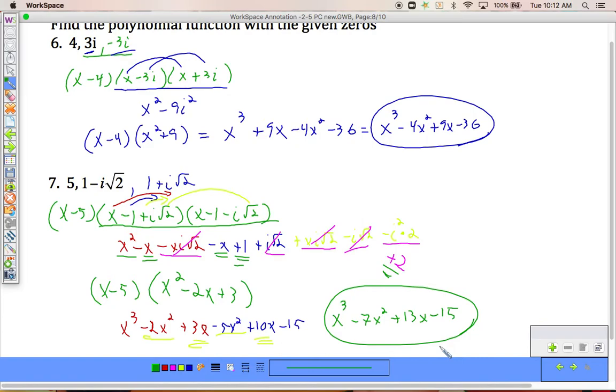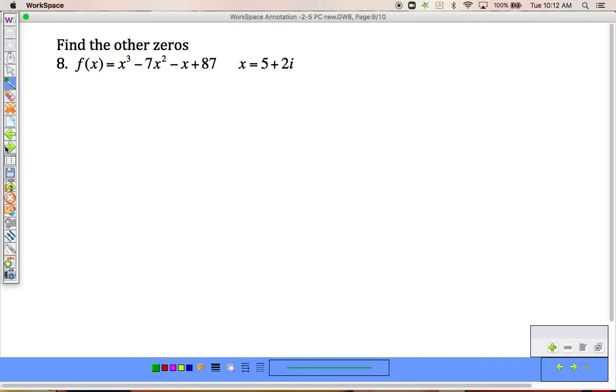As we go through, if you need to, pause it if I go too fast. All right, I'm asking you to find the other zeros. f of x equals x to the third minus 7x squared minus x plus 87. One of the zeros I'm giving you is 5 plus 2i. All right, automatically, 5 minus 2i is the other one, which means I have a single one that I have to find.